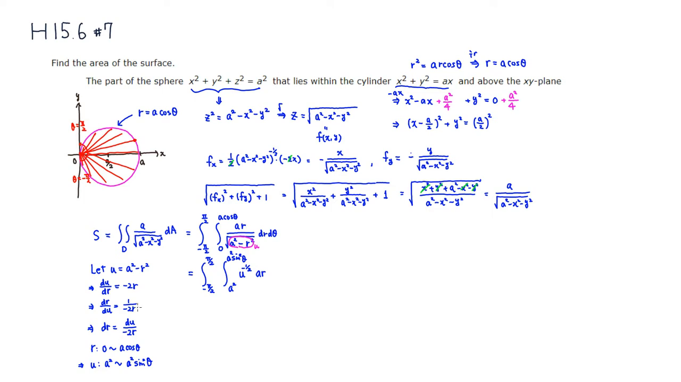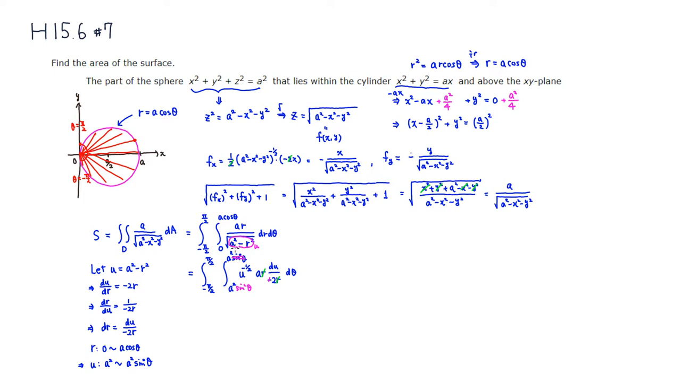But the dr is equivalent to du over negative 2r. Then we have a d theta still. So then we can cancel r on top and r on the bottom. And also, I'm going to incorporate this negative sign to switch the upper limit and the lower limit. So this becomes a squared sine squared of theta, and the top one becomes just a squared.